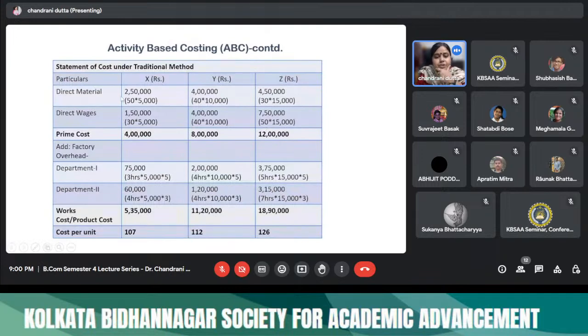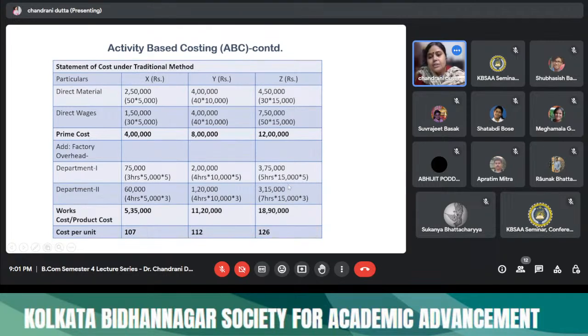তো যেটা বললাম সেইভাবে আমি মেটেরিয়াল কস্ট আর ওয়েজেস লেবার কস্টটা করলাম, করে আমার প্রাইম কস্ট বেরোলো 4 লাখ, 8 লাখ আর 12 লাখ। তারপরে আমি ফ্যাক্টরি ওভারহেডটা অ্যাড করছি। ডিপার্টমেন্ট 1-এর ক্ষেত্রে আমার লেবার আওয়ার্স হচ্ছে ডমিনেন্ট ফ্যাক্টর। তাহলে X-এর টোটাল লেবার আওয়ার্স হচ্ছে 15000, so 5 rupees was the overhead recovery rate, so 15000 hours into 5.